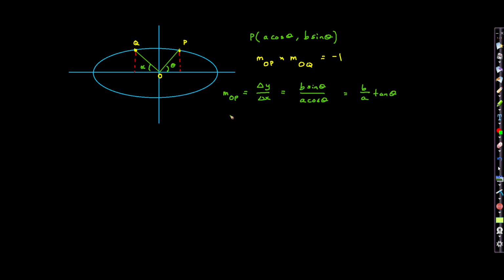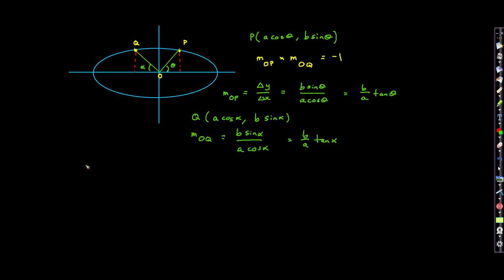Now, if you think about the coordinates of point Q, let me just put it here. Q would have the coordinates A cos alpha, B sine alpha. So you can get an expression for the gradient of OQ in exactly the same way as we did above. So this will be B sine alpha over A cos alpha, which is B over A tan alpha.